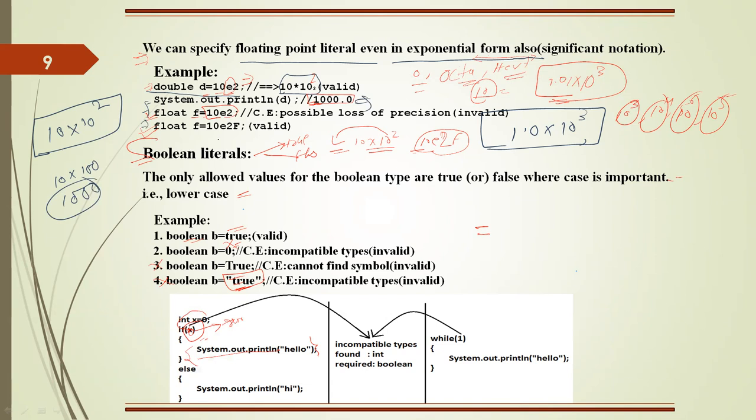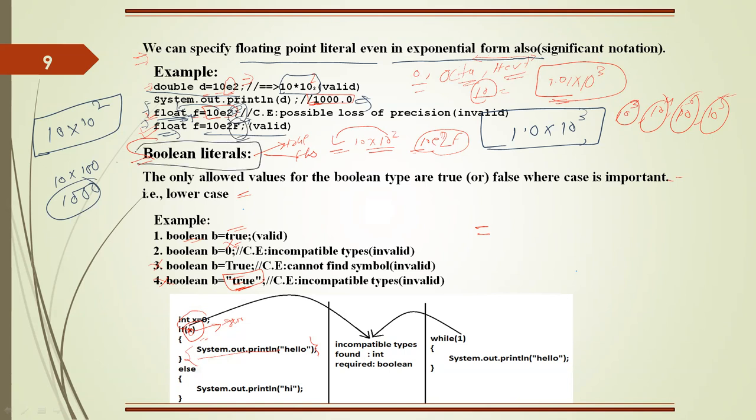Now with float also, you can try f equals 10e2. Why is it giving an error? Because you are using a float, but it's valid, but you are not taking the f suffix at the end. You should use the suffix f for floating point. If you are not using it, you get loss of precision. Why? Because by default it is treated as a double, and you cannot assign a double to a float variable. So this is the reason. So float f equals 10e2f is valid. Why? Because you are using the suffix f, right?